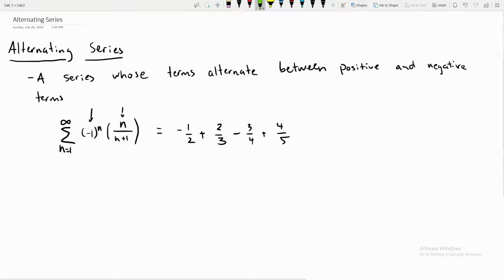So now you can kind of see how these terms alternate. So we have a negative term here, and then a positive term here. It, in a sense, skips over terms. And this is what an alternating series is. It's basically just a series whose terms alternate between negative and positive values.